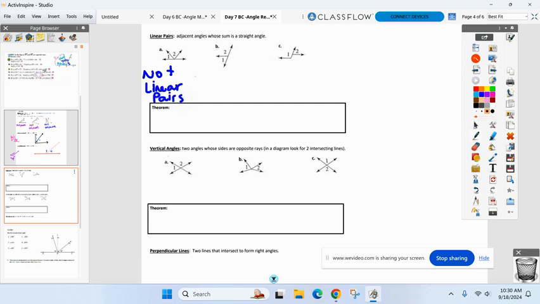How about diagram B? Would I consider angles 1 and 2 linear pairs? Yes, those are adjacent and they form a line. And how about C? No. That's just a hot mess. Number 1, number 2, they're not even adjacent. Everyone agree? Because they don't share a vertex. So they're not adjacent. There's no shot they can be linear pairs.